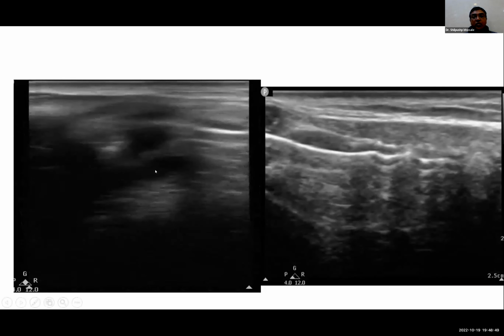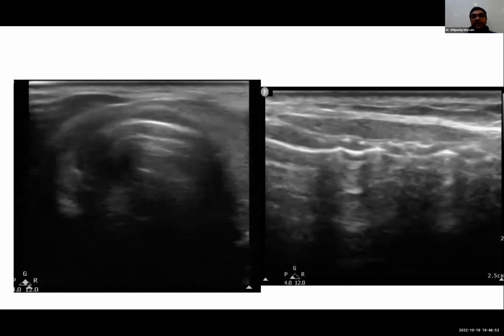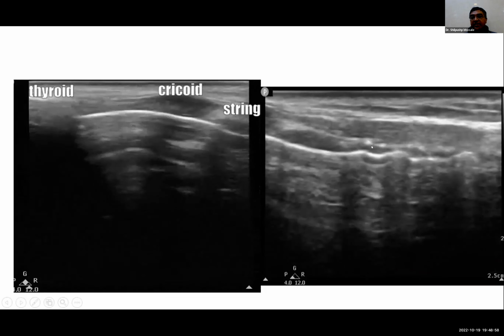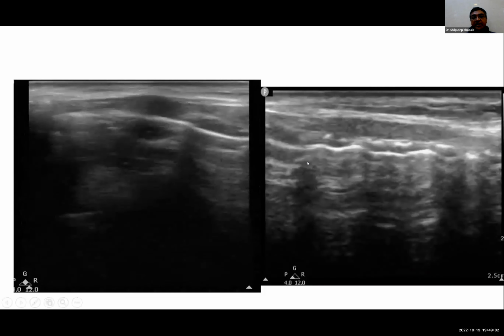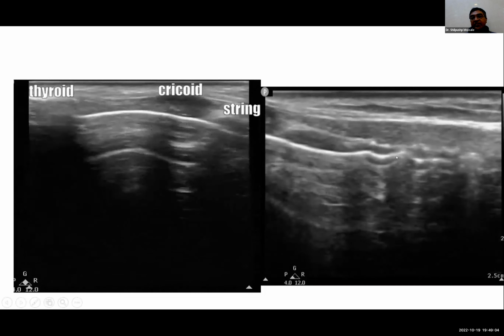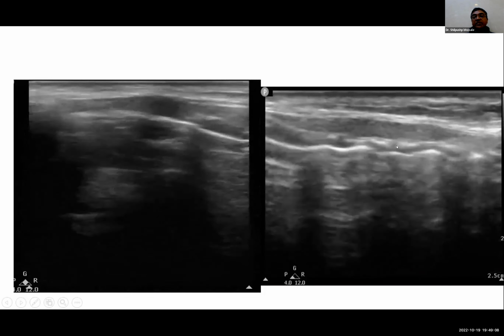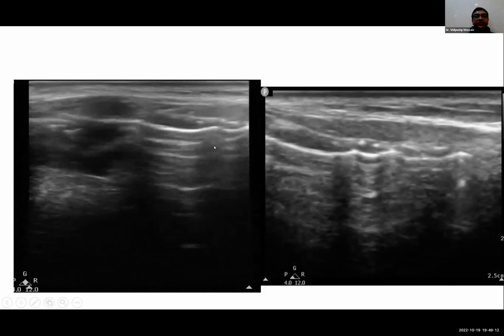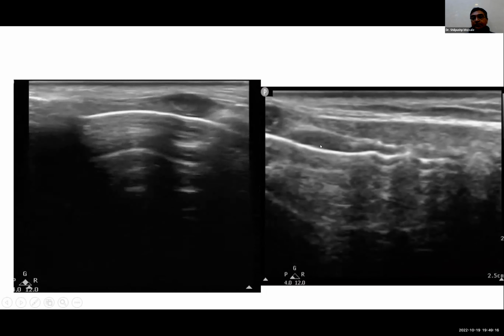When you move the probe from longitudinal to the transverse plane, you are able to identify the thyroid. This is the first tracheal ring, and this is the string of pearls or beads of pearls that is classically described for the tracheal rings. You can use this form of examination to identify tracheal rings, and even the cricothyroid membrane, which I'll come to a little later.